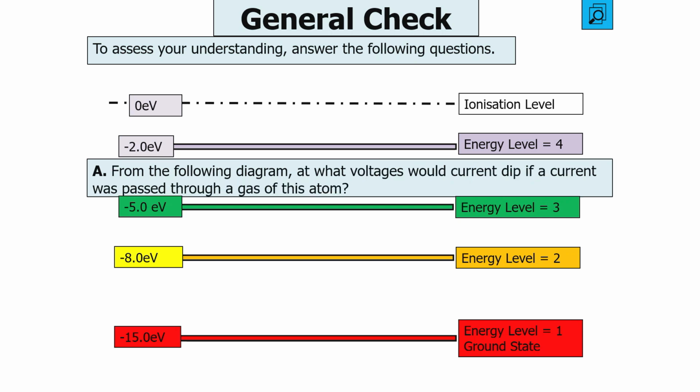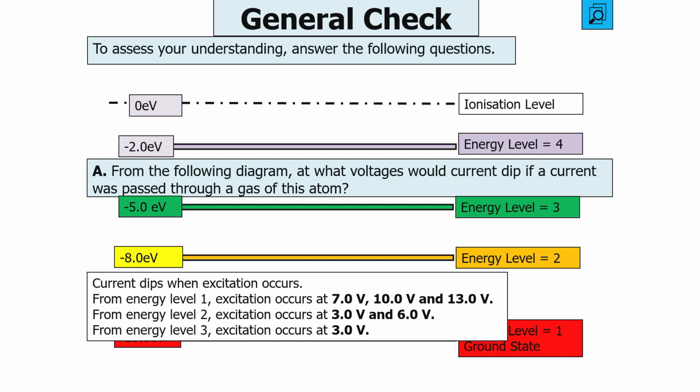From the following diagram, at what voltages would current dip if a current was passed through a gas of this atom? So pause the video now, then unpause the video when you want to go through your answer. Current dips when excitation occurs.